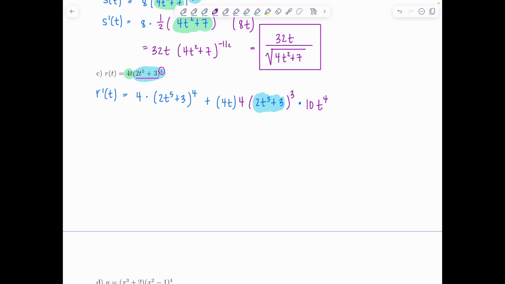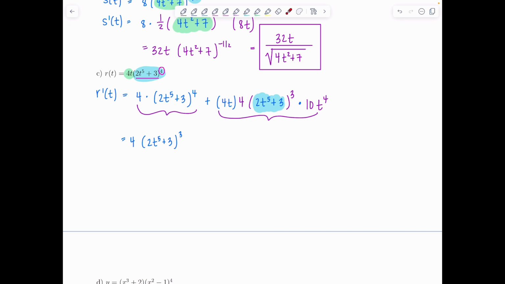Okay, all the calculus is done. We're done taking the derivative. Now we have to call in the cleanup crew. Do not start FOILing out everything. You'll lose your mind and it won't get you anywhere. What we're going to try to do is factor out the greatest common factor. I have two terms, right? What do they have in common? I can take a 4 out from both, and then I can take out (2t to the fifth plus 3) to the 3rd power.